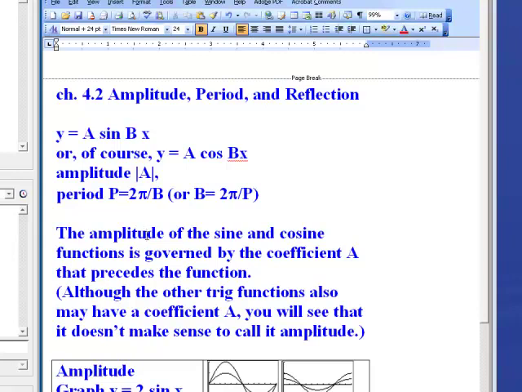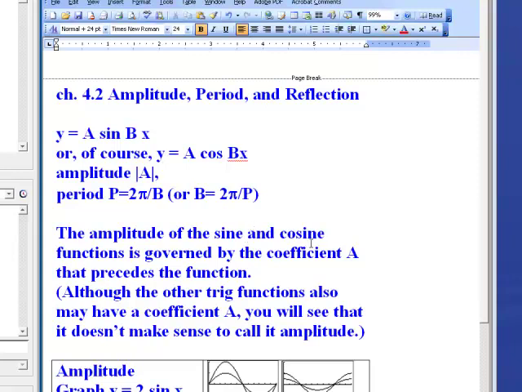So let's start out with the amplitude. We have y equals a sine bx, or of course y equals a times cosine bx. The b will come in soon for the period, and then we have the amplitude a in absolute value. I will mention what that means in a few minutes as well. And then period equals 2 pi over b, or b equals 2 pi over the period. Okay, let's start out with the amplitude.